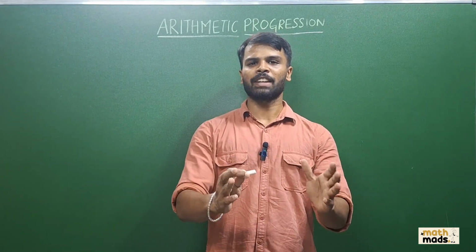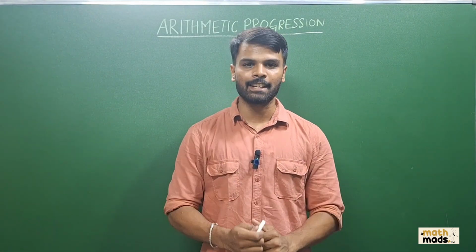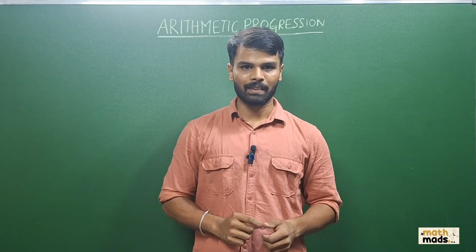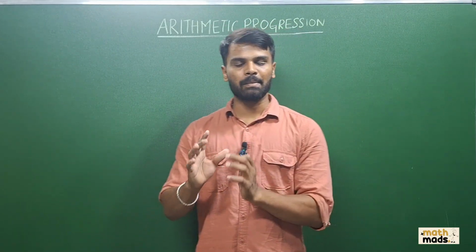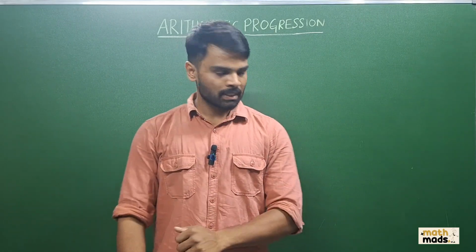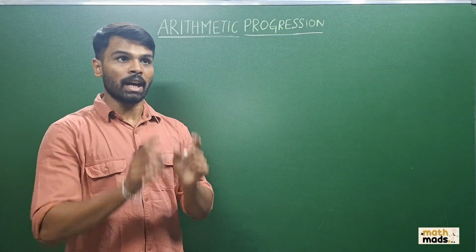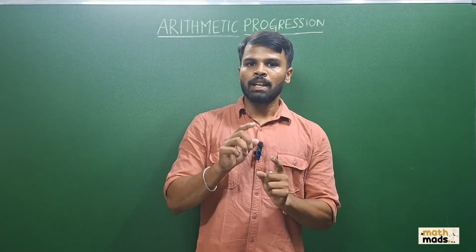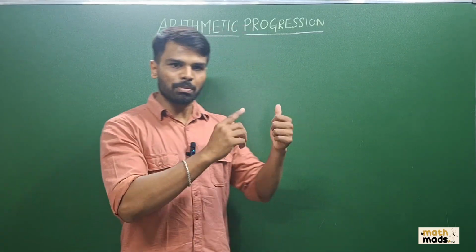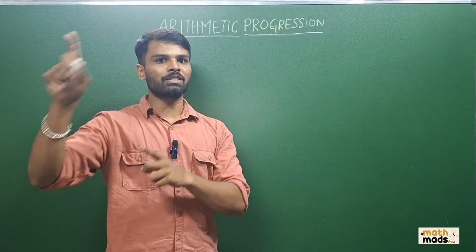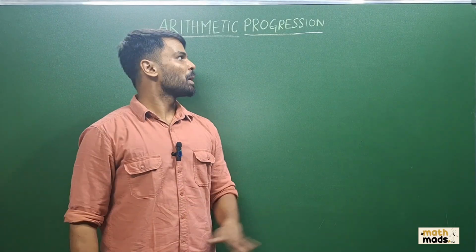Today we are going to start with one of the interesting chapters in class 10, that is Arithmetic Progression. See, in mathematics, if you understand the meaning of the chapter name, half of your work is done. The title of the chapter is Arithmetic Progression. Arithmetic, where have you heard that word? It is a branch of mathematics which deals with numbers, right? Which means this chapter actually belongs to a branch of mathematics, that is arithmetic.